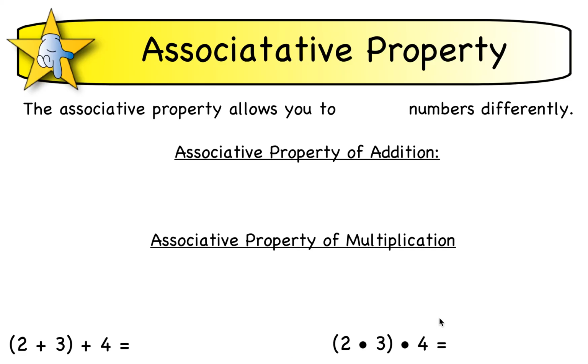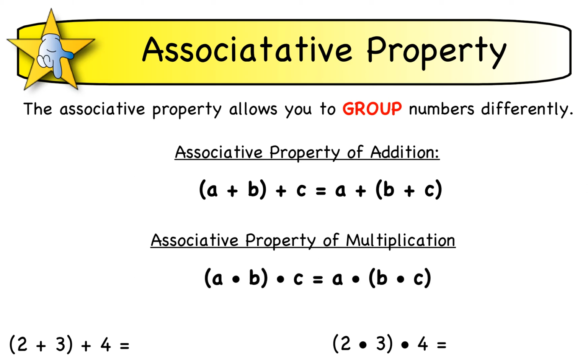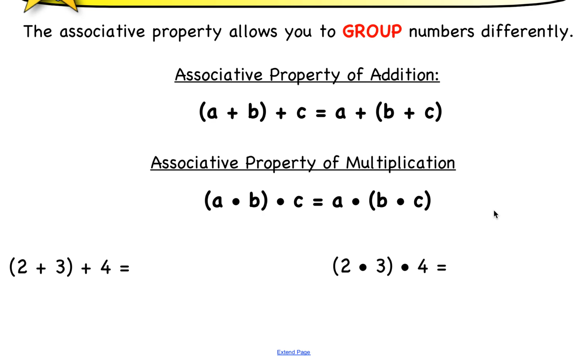The associative property allows you to group numbers differently. Okay, you're associating numbers together. So the associative property of addition says that if you add two numbers together, the first two, and then add the third, it doesn't make any difference. You could add the first number to the sum of the last two. Okay? Same thing with multiplication. It doesn't matter how you group them together, you will get the same answer.